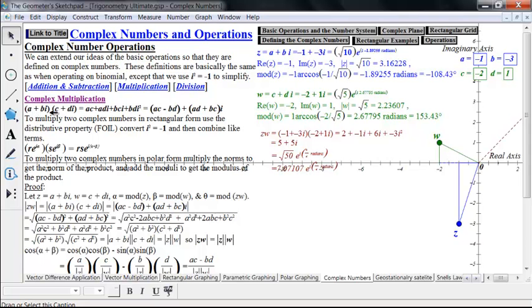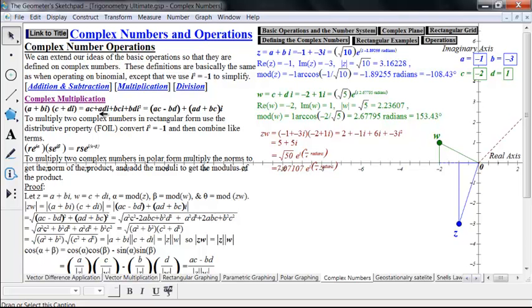So we do first times first, that's a times c, that's the F. The O is the outer product, that's a times di, so that's adi. The inner product is next, that's bci. And then we have the last product, b times d times i squared, so it's bdi squared.